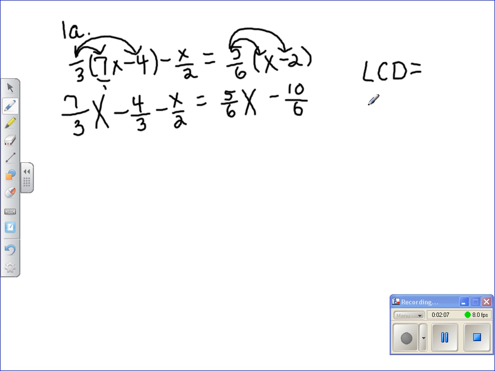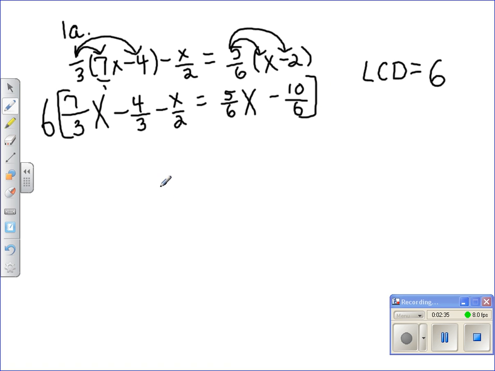So I have to look at what my denominators are. I have a 3, I have a 2, and I have a 6. I'm looking for the number that all three of those divide into. As a matter of fact, the lowest number that all three of those divide into, and that would be 6. 6 is divisible by 6, it's divisible by 2, and it's divisible by 3. So that's what I want to multiply my entire equation through by, the number 6.